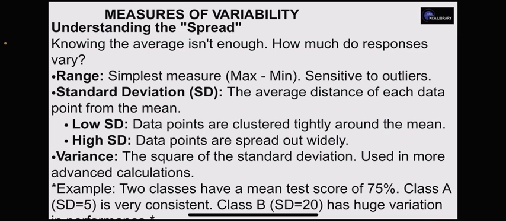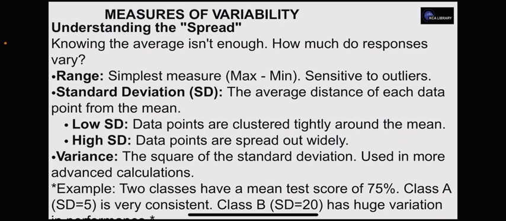The next thing is measures of variability, and in doing this you have to understand the spread. Knowing the average isn't enough. So how much do responses vary? That's the most important thing. The range is the simplest measure, from maximum to minimum, and it is very sensitive to outliers. Standard deviation, the SD, is the average distance of each data point from the mean.